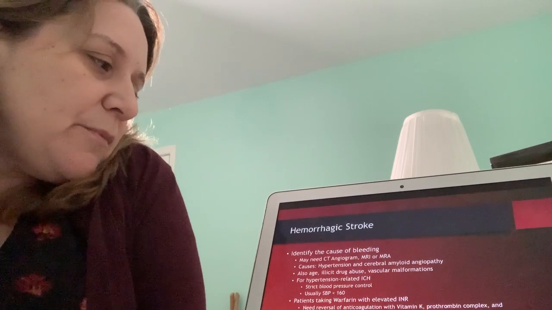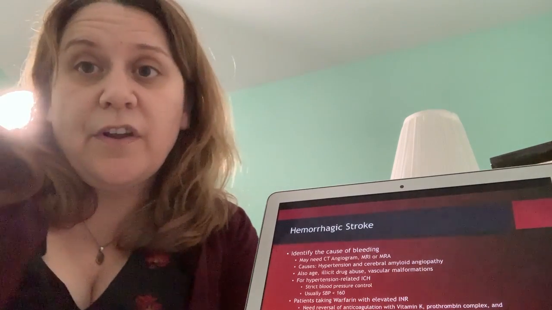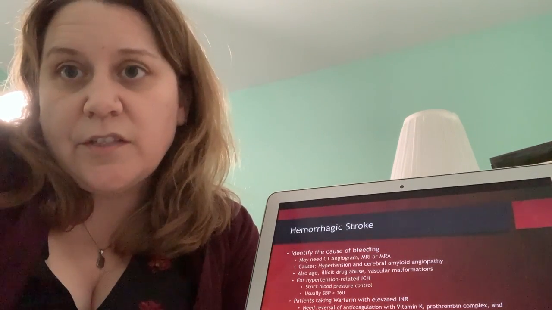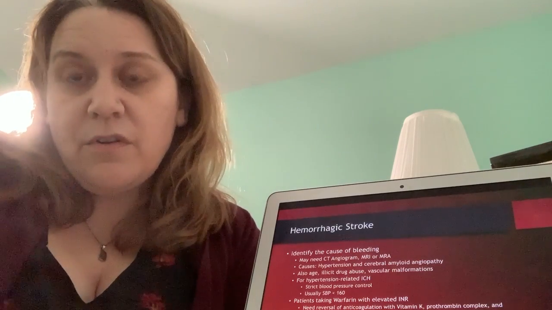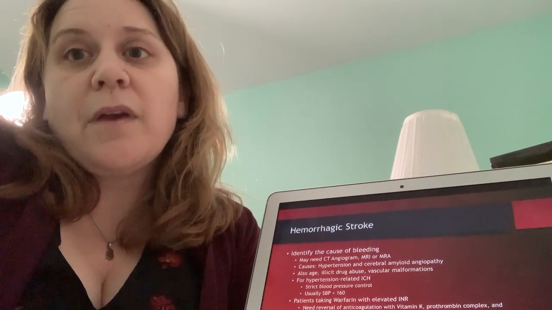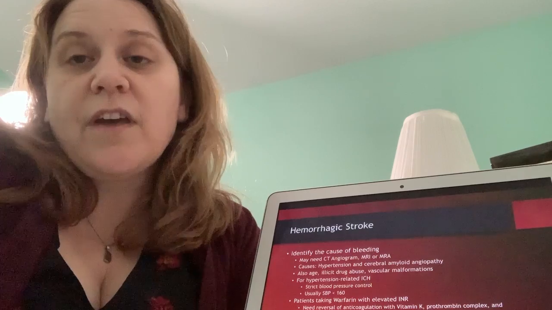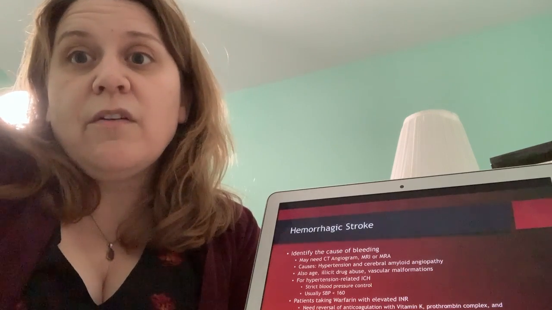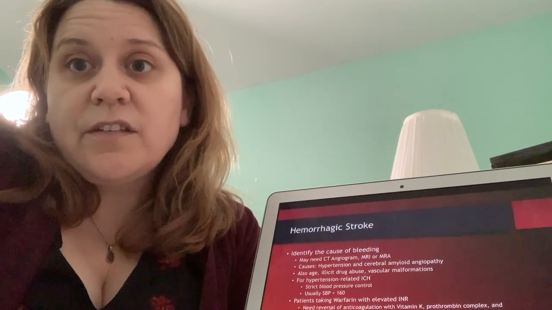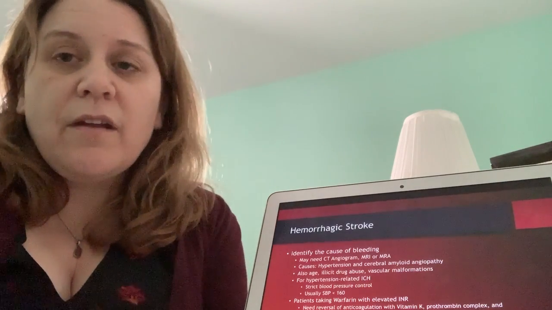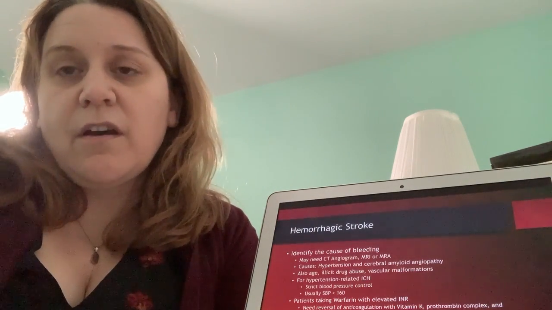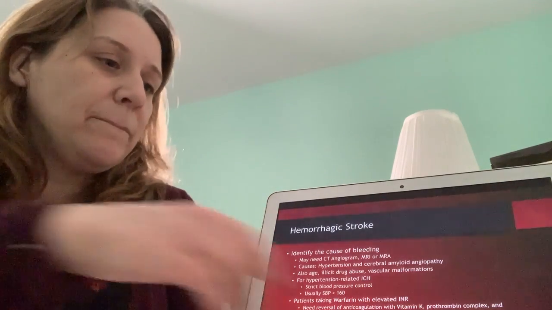And sometimes if people take warfarin or other anticoagulants, but particularly warfarin, and have a supratherapeutic INR, that might cause intracranial bleeding. If that's the case, the warfarin effects need to be reversed, and typically they'll get vitamin K, they'll get prothrombin, and they'll get fresh frozen plasma.